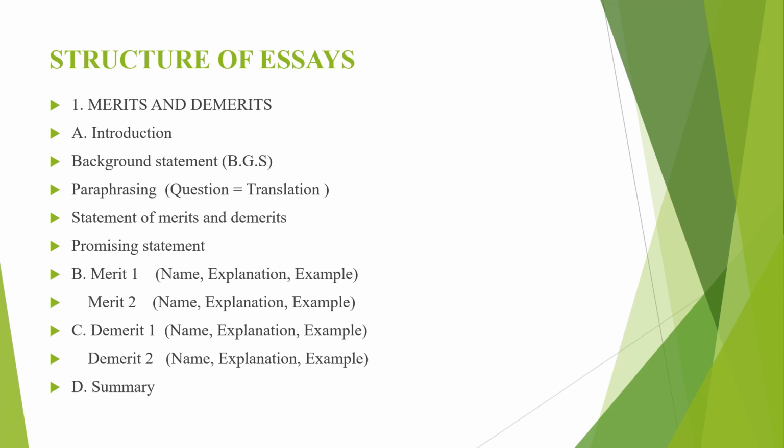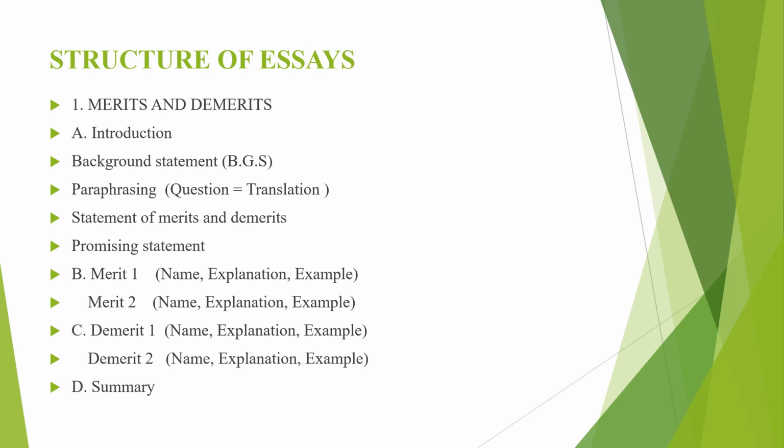So the second paragraph should be related to the merit 1 point, like you should name that sentence, you should explain your sentence, and you should specify a proper instance or example related to that paragraph as well. Then we have merit 2. You should name it, explain it, and write the example or mention the example related to that particular point.